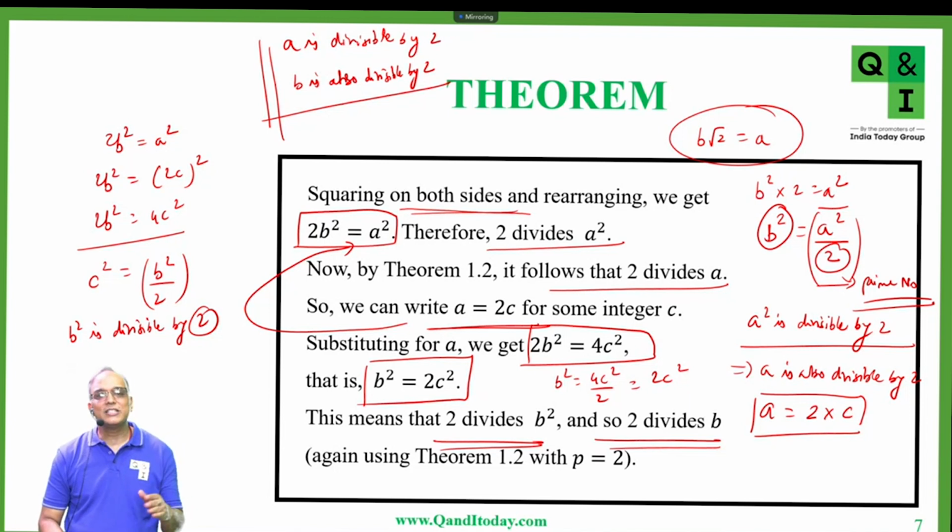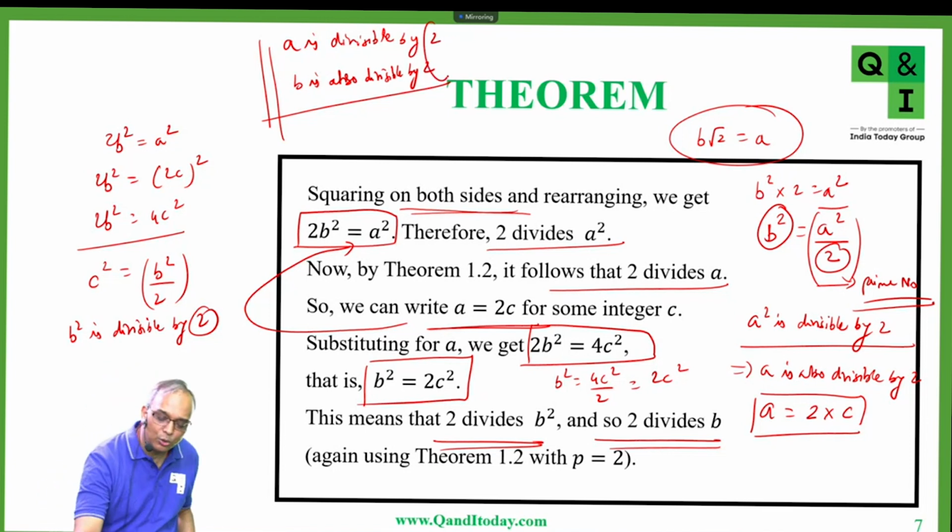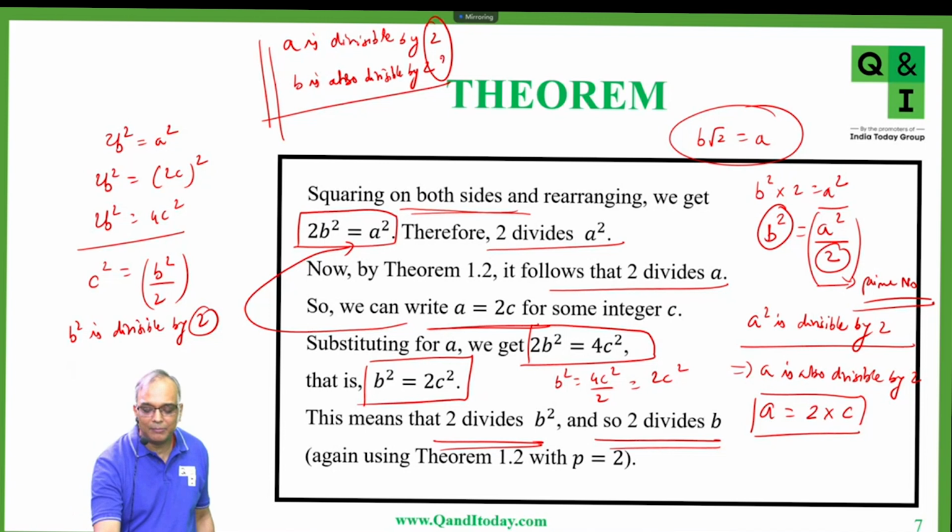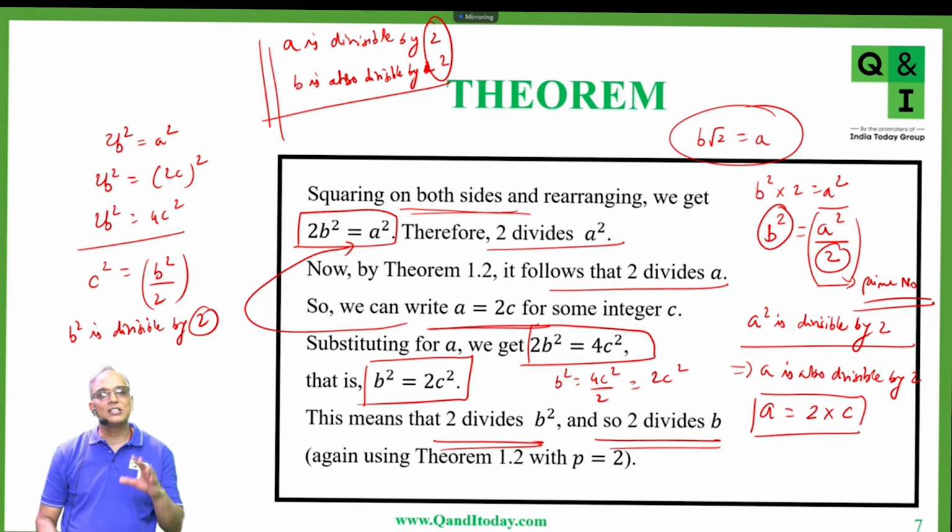Now, since 2 is a common factor in both A and B, but what did we assume initially? That A and B are co-primes. There cannot be any common factor. So, since there is a factor 2 which is common in both A and B, and we had assumed that A and B are co-prime, this contradicts our assumption. That means the assumption which we had, that root 2 is a rational number, is wrong, and root 2 is actually an irrational number.